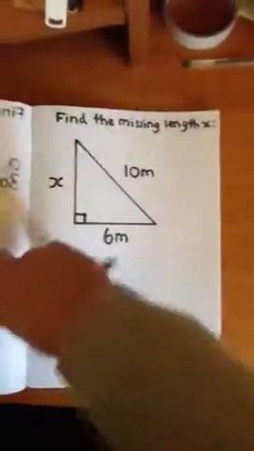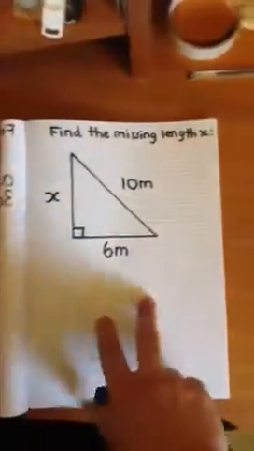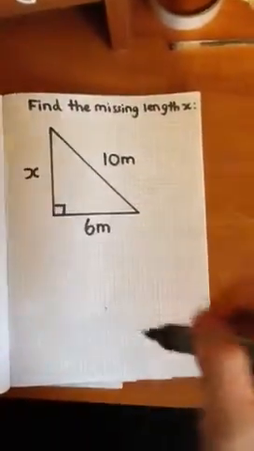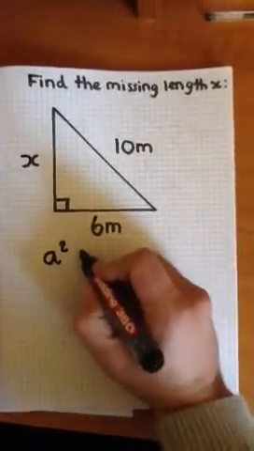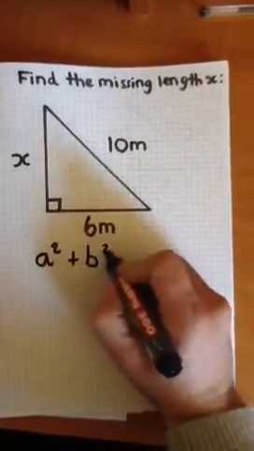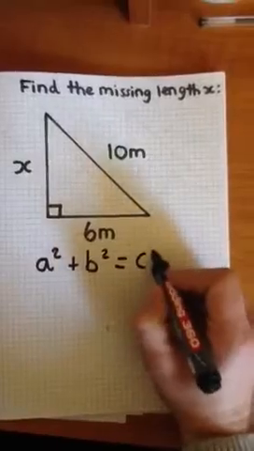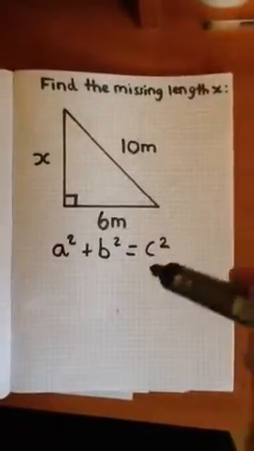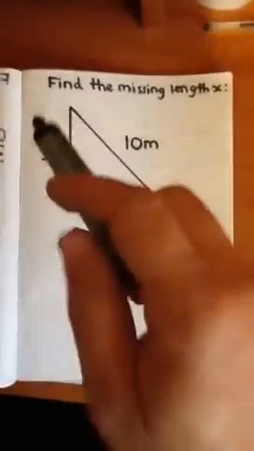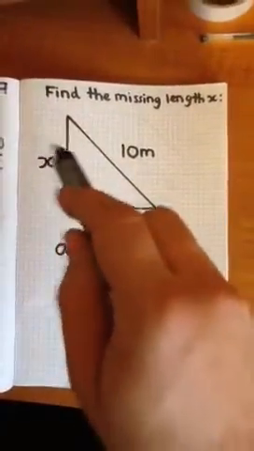Now in this example we're going to change it up slightly. This time we're going to find the missing length of x given that it's one of the shorter sides. Now we still use Pythagoras' theorem, which is a squared plus b squared equals c squared. Now this is where the most common mistake is made with Pythagoras' theorem. C is always the longest side. That doesn't necessarily mean that it's always the missing length.